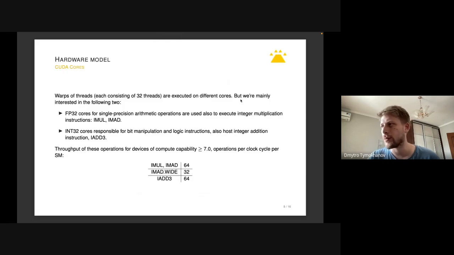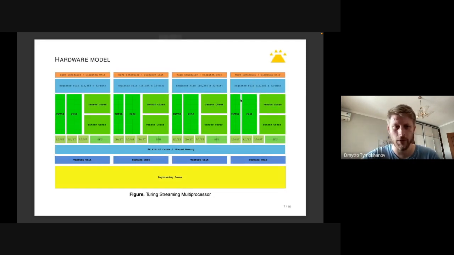There is a throughput of 64, but if you want a wide result, so not just like IMAD, where you get only the last 32 bits of the result, if you do a wide multiplication, you get the whole result, and then your throughput falls by a factor of 2. And additions, interestingly enough, take optionally 3 inputs and not just 2. They also come in a throughput of 64 because there are 64 physical units here for N32.